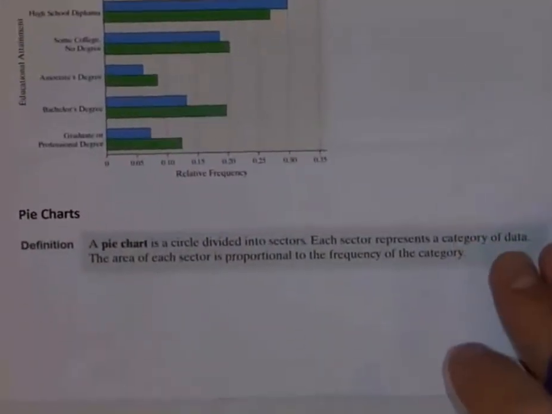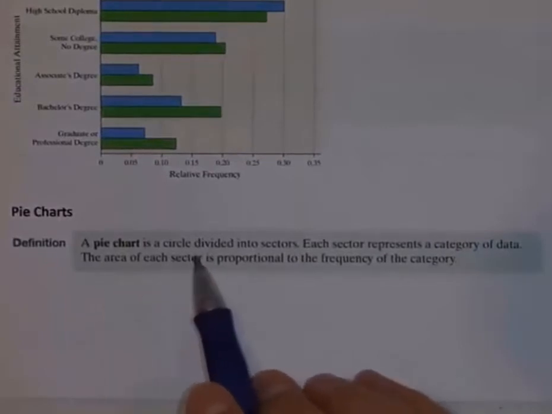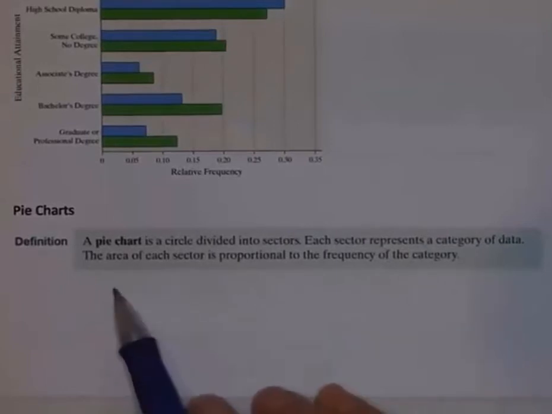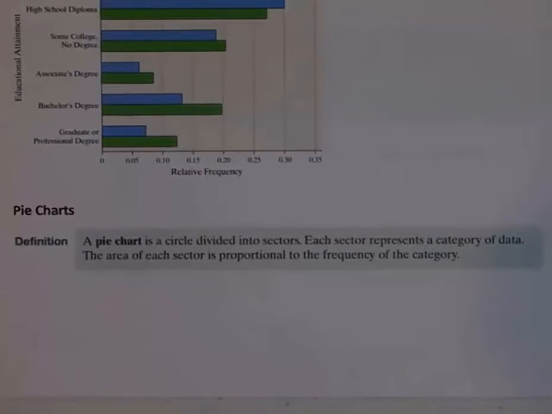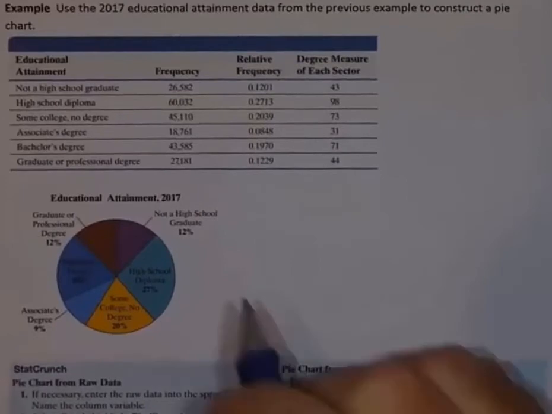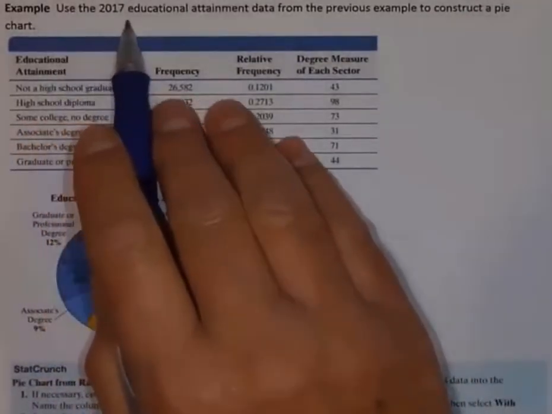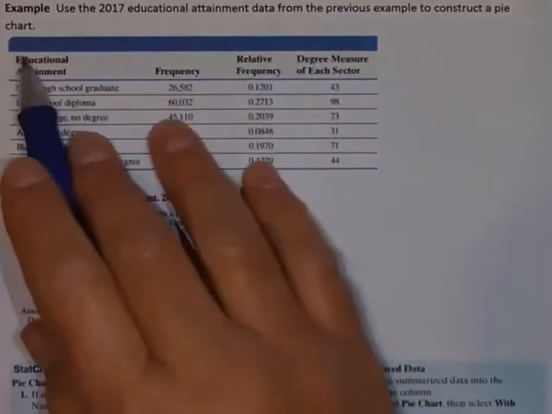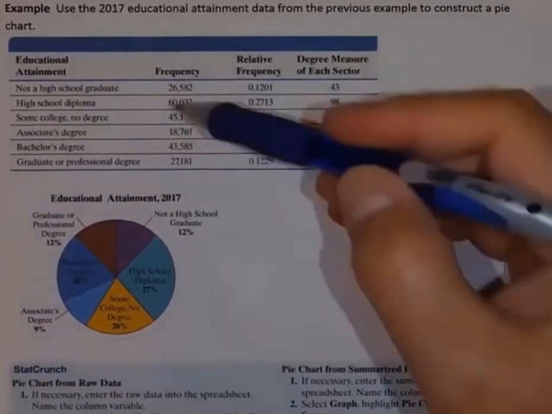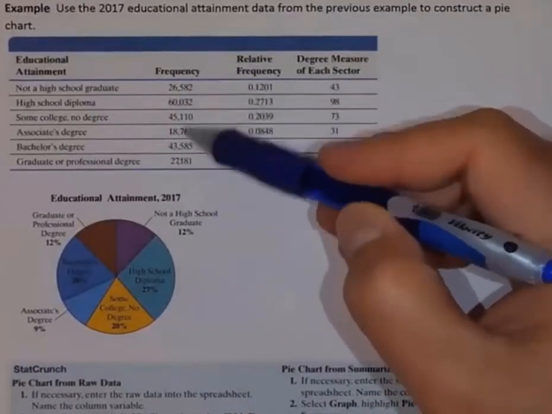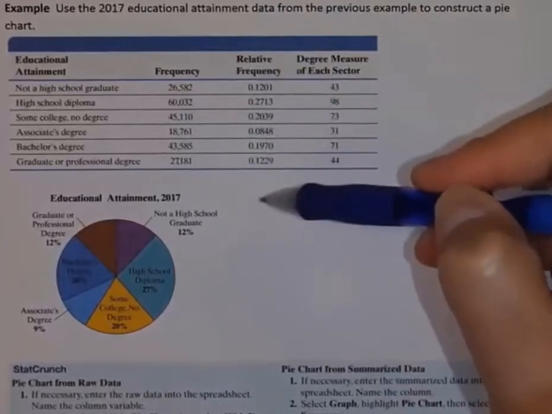Pie charts. A pie chart is a circle divided into sectors. Each sector represents a category of data. The area of each sector is proportional to the frequency of the category. So use the 2017 educational attainment data from the previous example to construct a pie chart. So this is the 2017 data. These were our numbers and these were our relative frequencies.